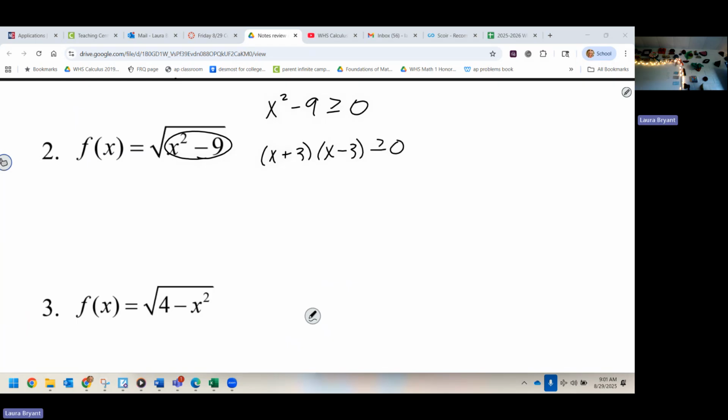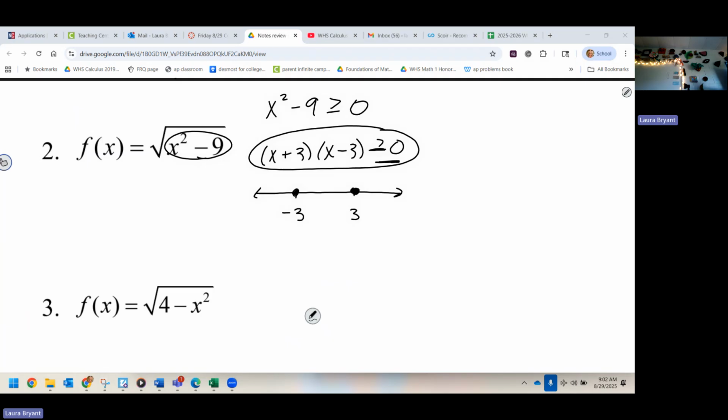And then you might remember this from last year. You're going to make yourself a little number line and put the zeros of the function on the number line. And because this is an equal to, we're going to close in these circles. And then we're going to test numbers to figure out what makes this a true statement. Where does this end up being actually a positive value?